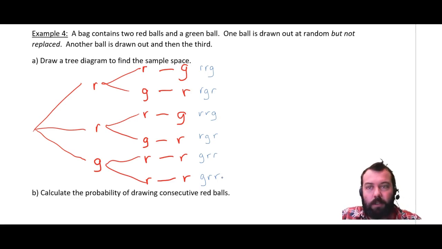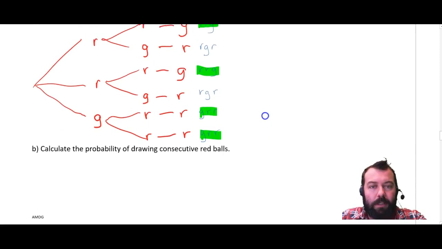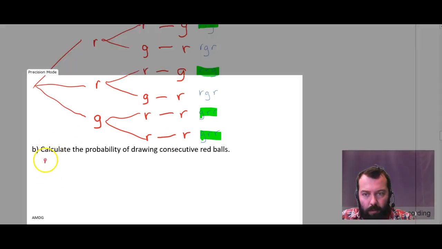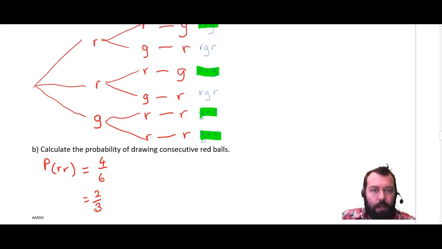Now, the second part of this question is a bit curious. The probability of drawing consecutive red balls. So that means the first 2 are red or the second 2 are red. So, here's one, not that one. This one, not that one. This one, and this one. So, what's the probability of drawing consecutive red balls? We can see there, right, while it might not have been immediately apparent, I'm going to say the probability of red, right, 2 in a row equals 4 out of 6 equals 2 out of 3.